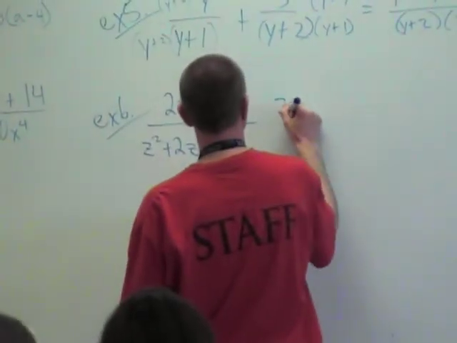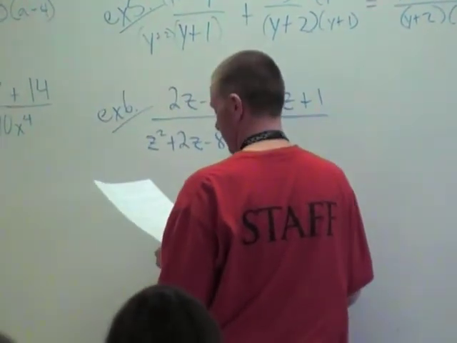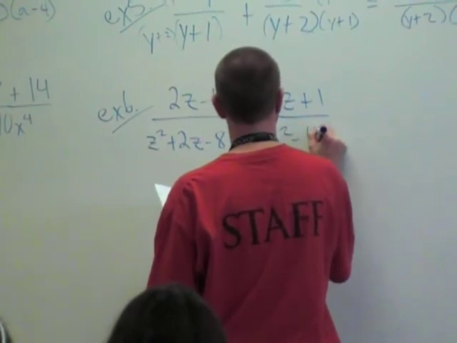This is really ugly. However. Can you make it addition? Z plus 1 over z squared minus 4.